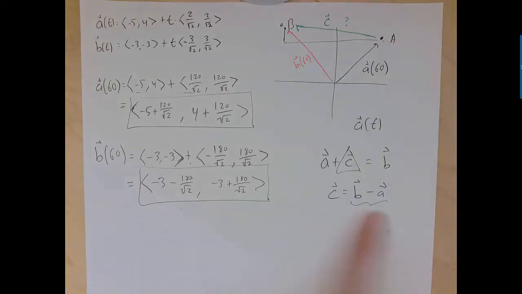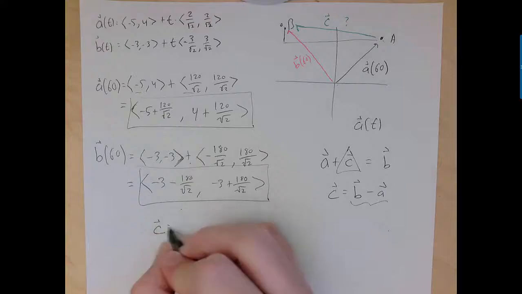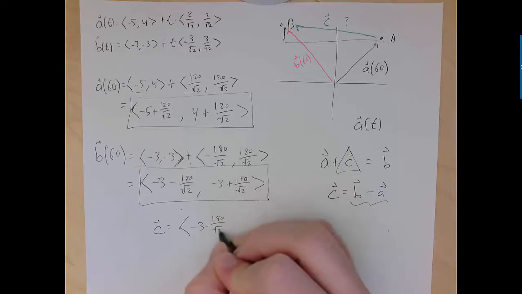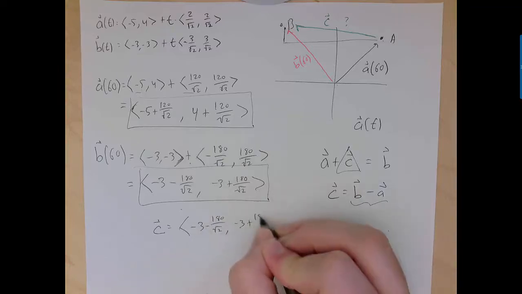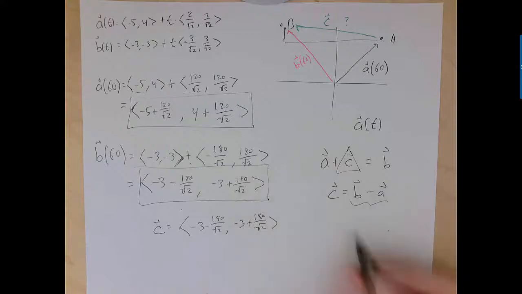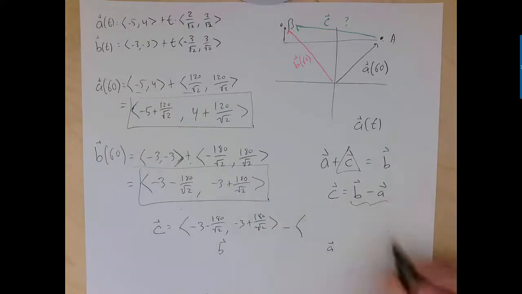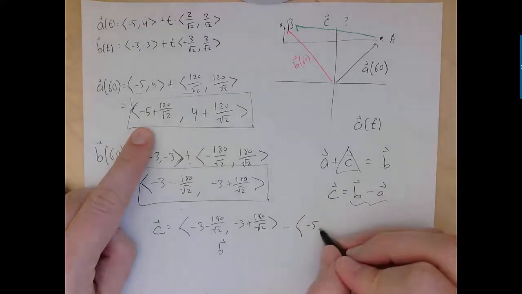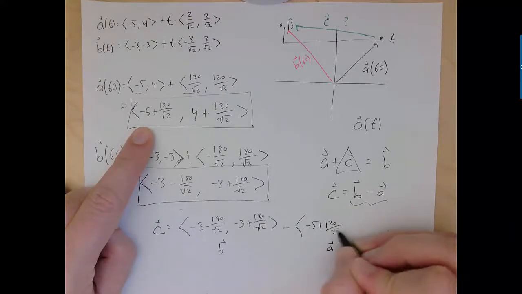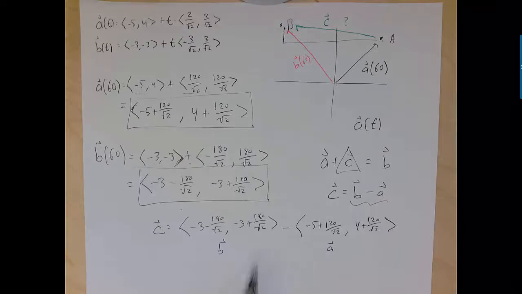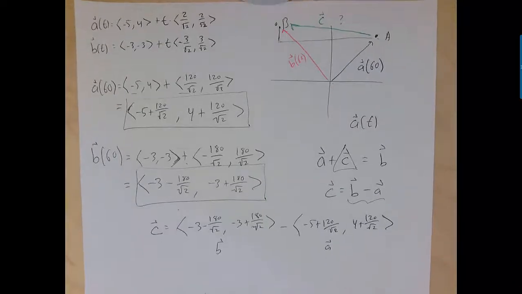So I can literally just write this out. I can say c equals the b vector, which is here: negative 3 minus 180 over root 2, minus 3 plus 180 over root 2. So that's the b vector minus the a vector. And the a vector was negative 5 plus 120 over root 2, and then 4 plus 120 over root 2. All right, let's combine them together into one vector.